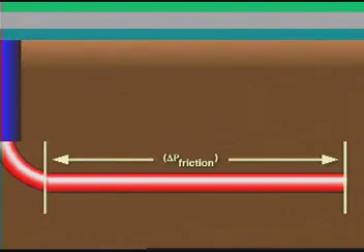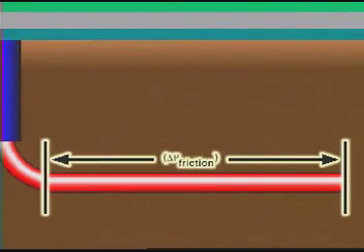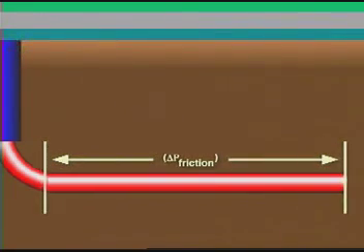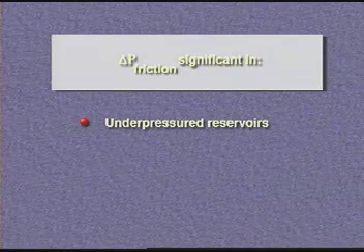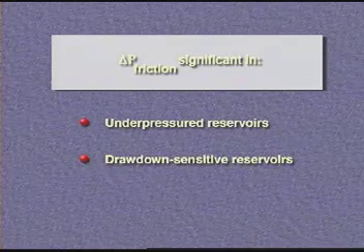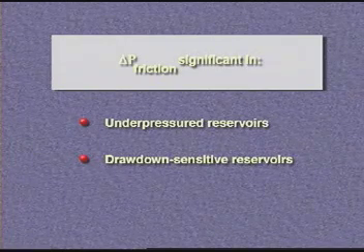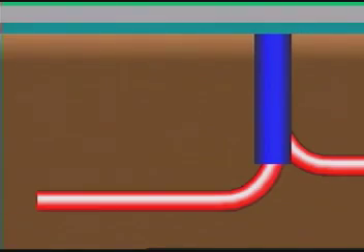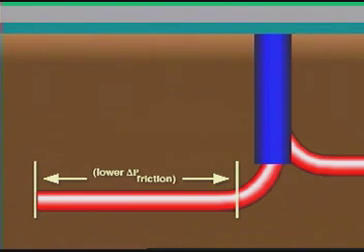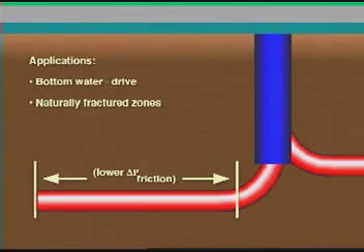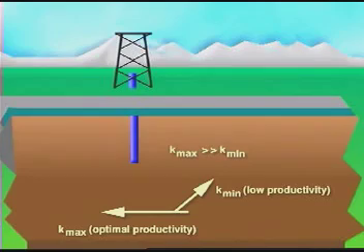In most horizontal wells, the friction pressure loss along the lateral section is negligible with respect to the pressure drawdown. But in some wells, in under-pressured reservoirs, for example, or those that are susceptible to pressure drawdown, it is significant. In such cases, it may be necessary to reduce the friction pressure by drilling two opposing laterals. Such configurations are widely used in strong bottom water drive reservoirs and in naturally fractured formations.